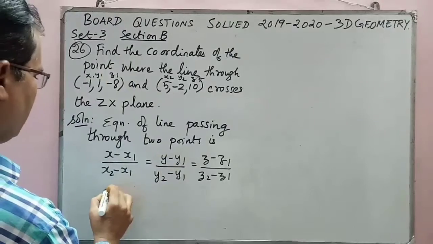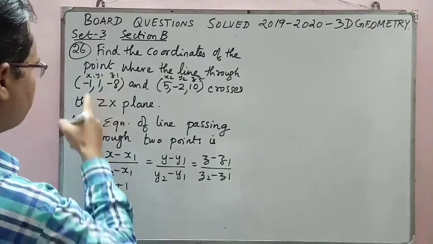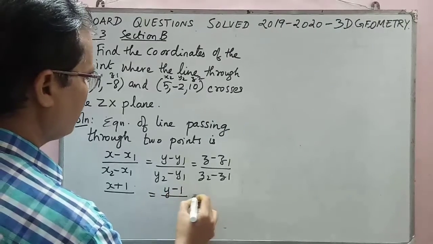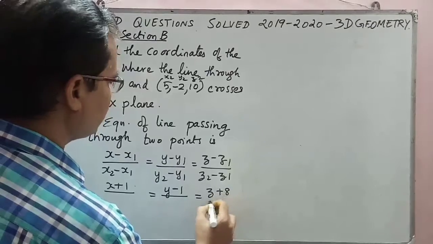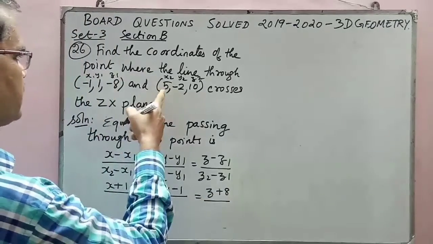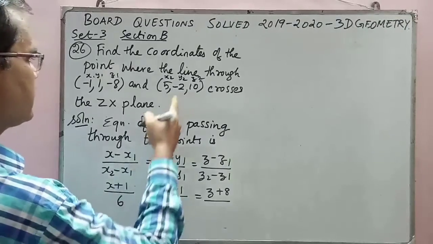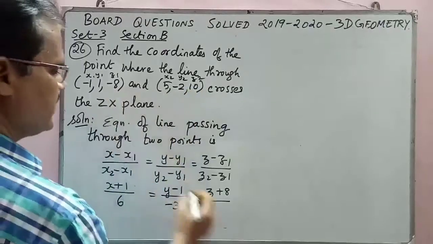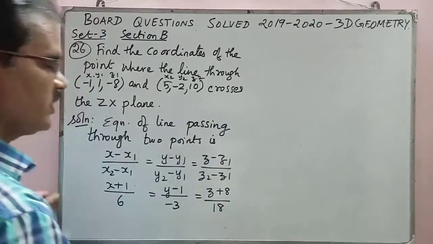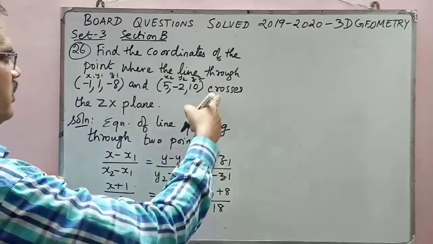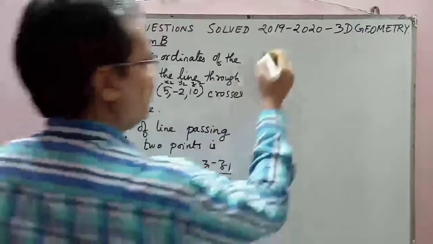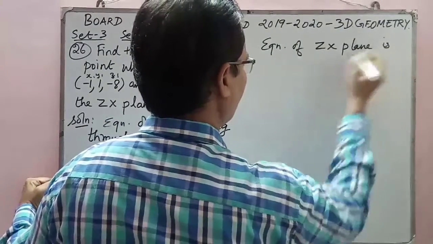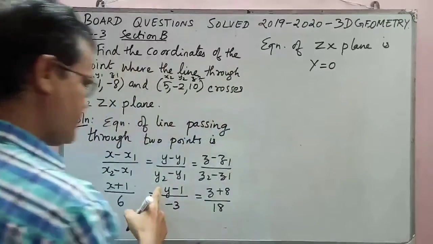Let us substitute this. X minus of x1, x minus of minus 1 is plus 1, y minus 1, z minus of minus 8 is z plus 8, divided by x2 minus x1, 5 minus of minus 1, 6, minus 2 minus 1 is minus 3, 10 minus of minus 8 is 18. Okay children, now this line crosses the ZX plane. What is the equation of ZX plane? Equation of ZX plane is y equals 0.